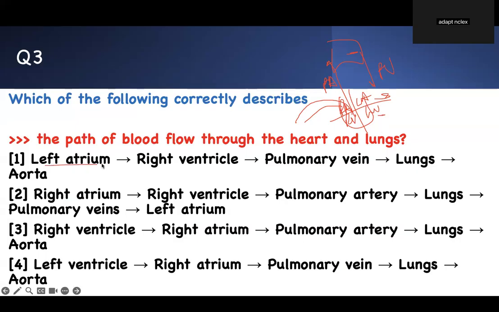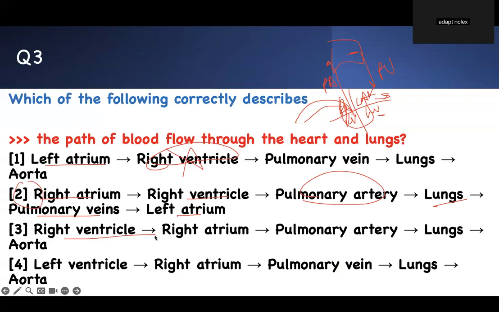Therefore, which one? You don't have to see which one it matches. See if you follow the pattern. From the left atrium, we don't go to the right ventricle. You stop. Don't continue. From the right atrium, we should go to the right ventricle. Oh, we went to the right ventricle. From the right ventricle, we should go to the pulmonary artery. We went to the pulmonary artery. From the pulmonary artery, we go through the lung. We went through the lung. From the lung, we go to the pulmonary vein. We went through the pulmonary veins. And then we have to come back to the left atrium. This is your right answer. You don't even do the rest.